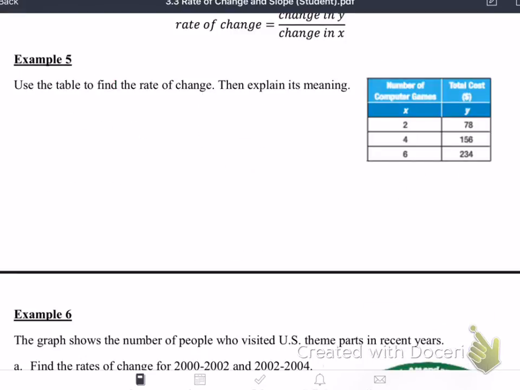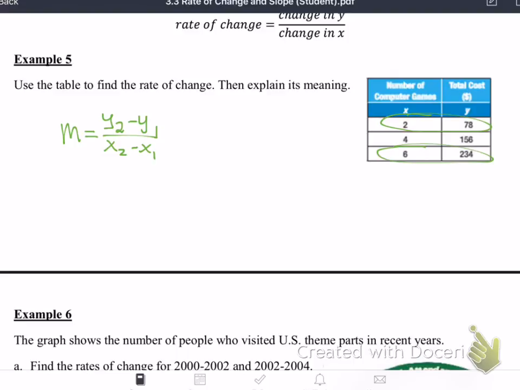Example 5 says, use the table on the right to find the rate of change, then explain its meaning. So if you look here, it says the number of computer games is my x, and the total cost in dollars is y. Even though they give you 3 pairs of numbers, which is like 3 ordered pairs, you only need 2. So it doesn't matter which one you pick. I'm just going to choose these 2, just because. And so you do the same thing. You use that equation and just plug it in.